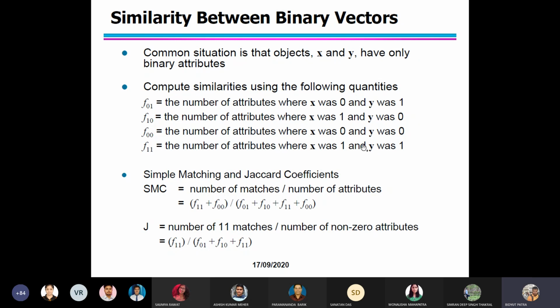So in case of simple matching, it will consider how many attributes agree. Let's say you have 3 attributes, and out of these 3, how many times do the attributes agree on the value 0 or 1? Meaning both say it is 0 or both say it is 1. So that is F11 plus F00, divided by the total number of attributes. So this is called simple matching.